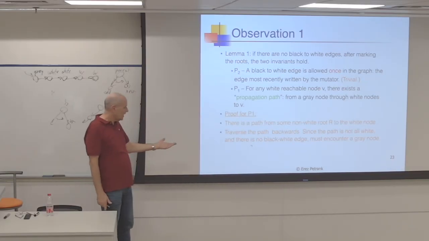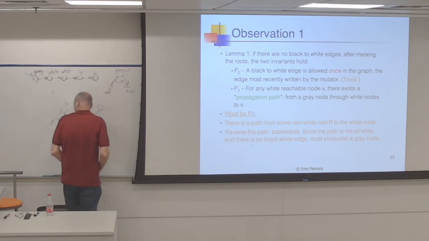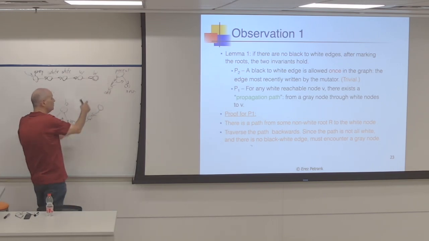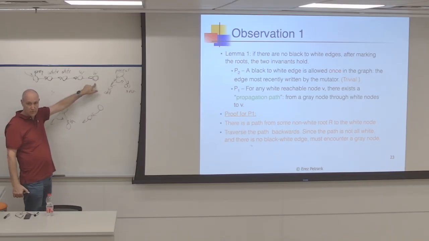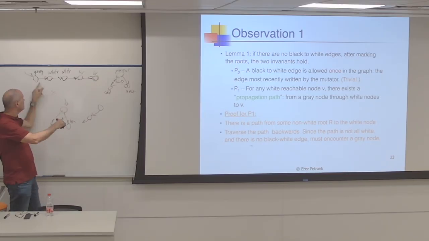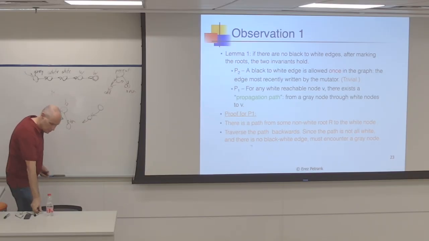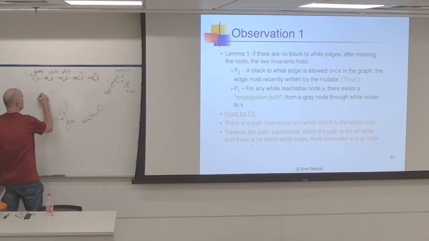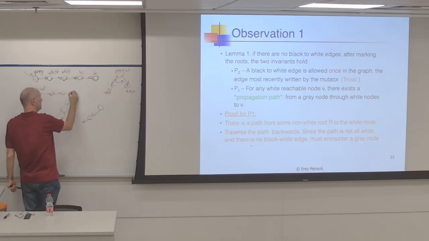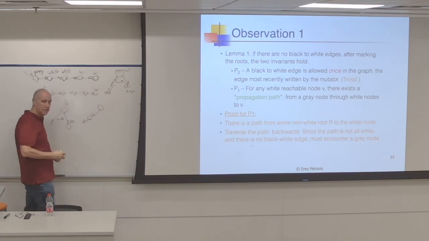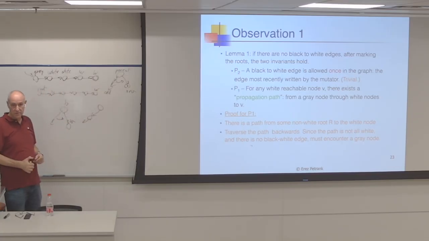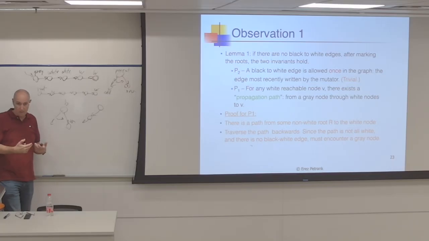So how do I prove it? Suppose this is a white node that is reachable. Let's look at the root and the path. So this is the root, and this node is reachable from the root, and it's white. Okay. Now I want to claim that there is a propagation path into this node.